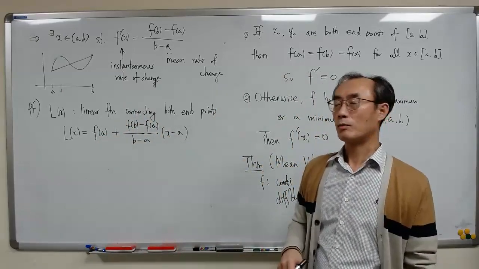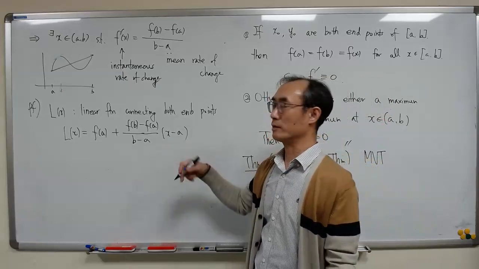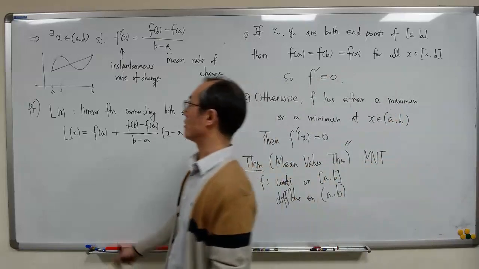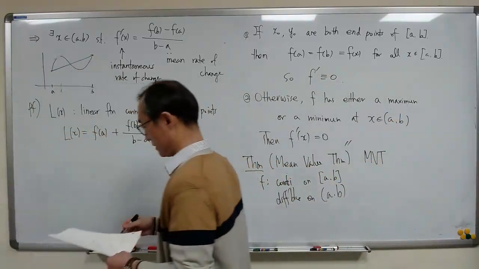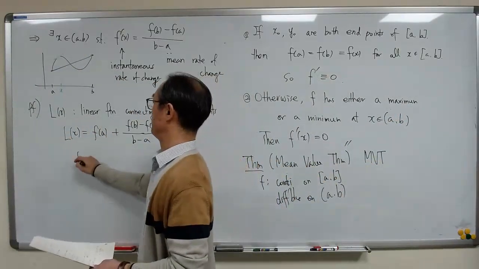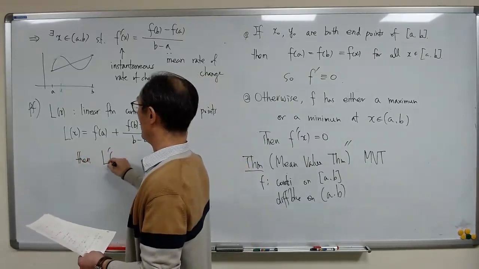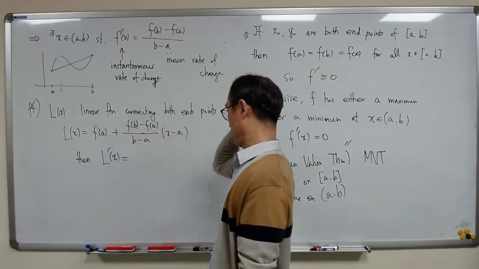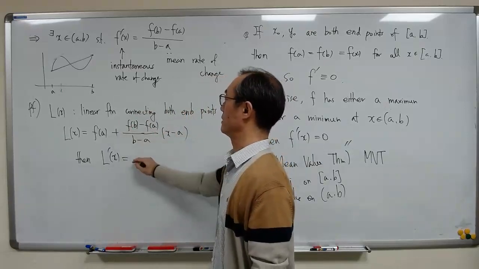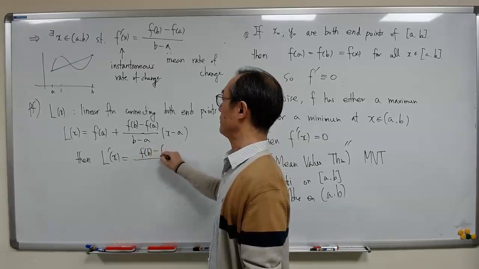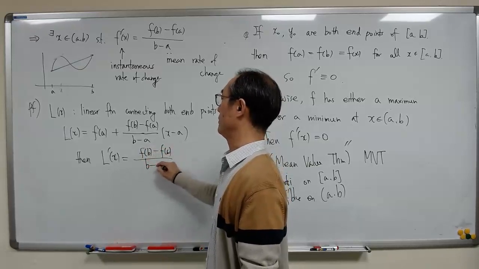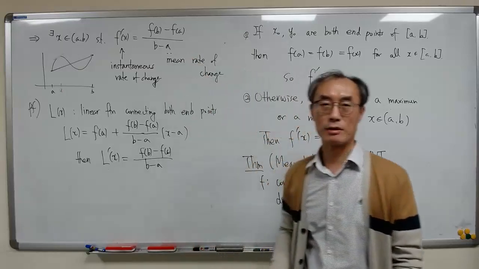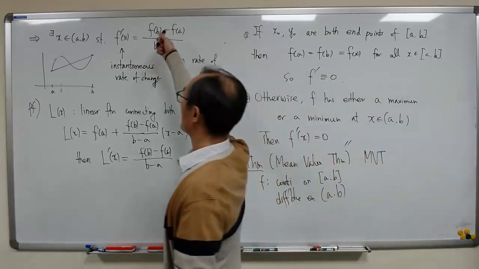Moreover, it is a linear function, the first order function with respect to x. That's a straight line or line segment connecting those two points. Then L prime of x, the derivative, is simply the coefficient of the linear term x. It's going to be f of b minus f of a over b minus a. That's the right hand side of the mean value theorem.